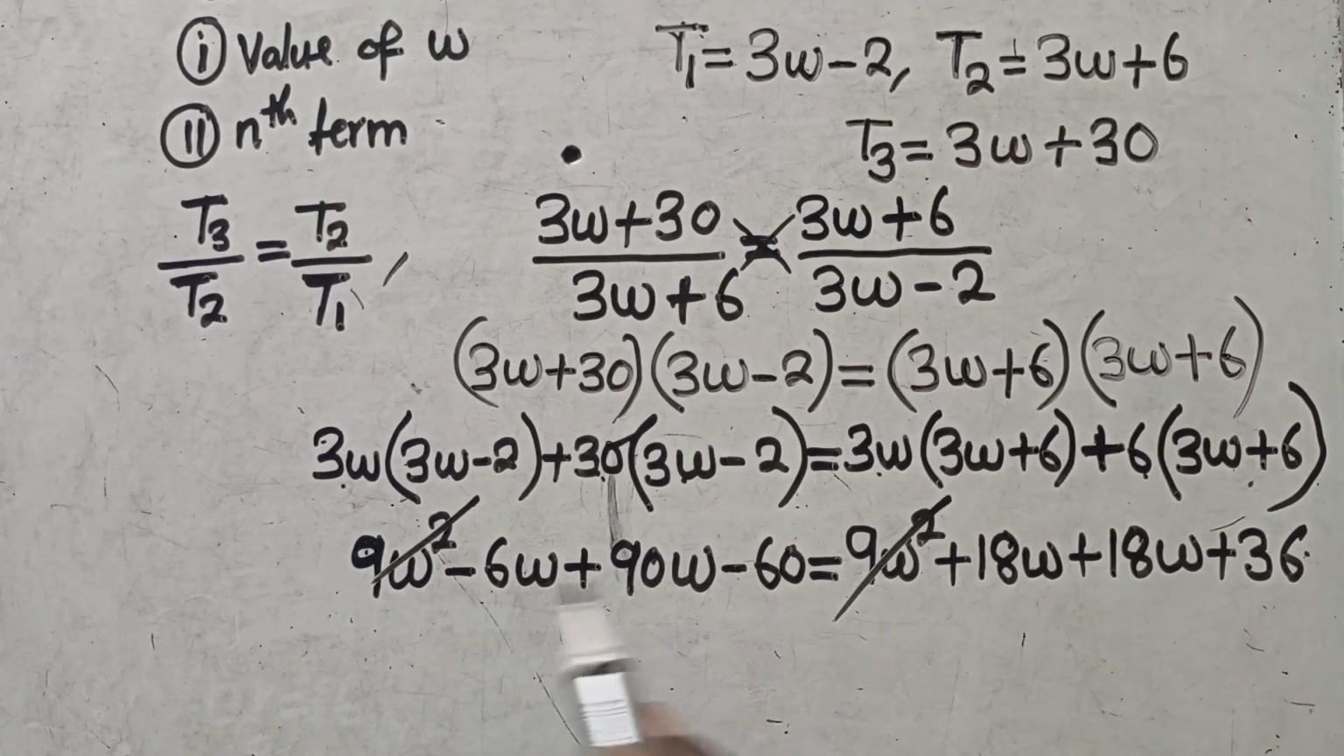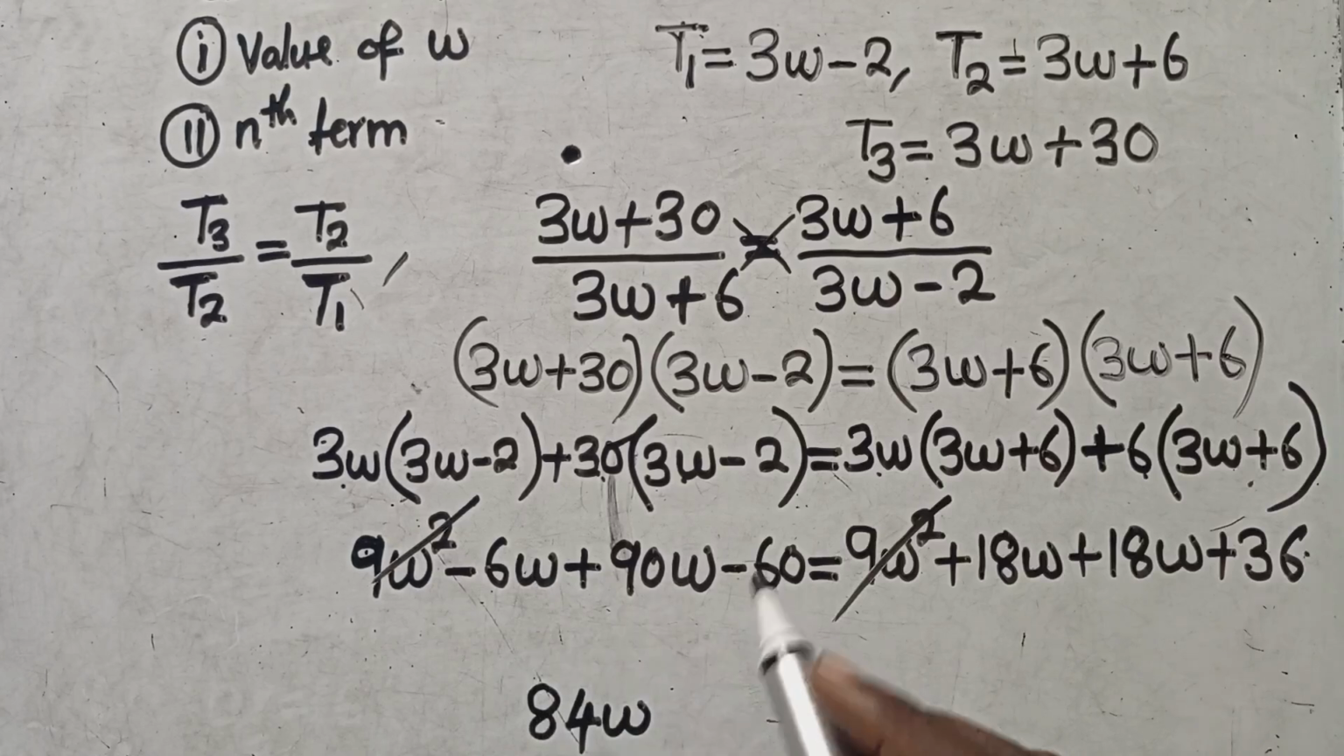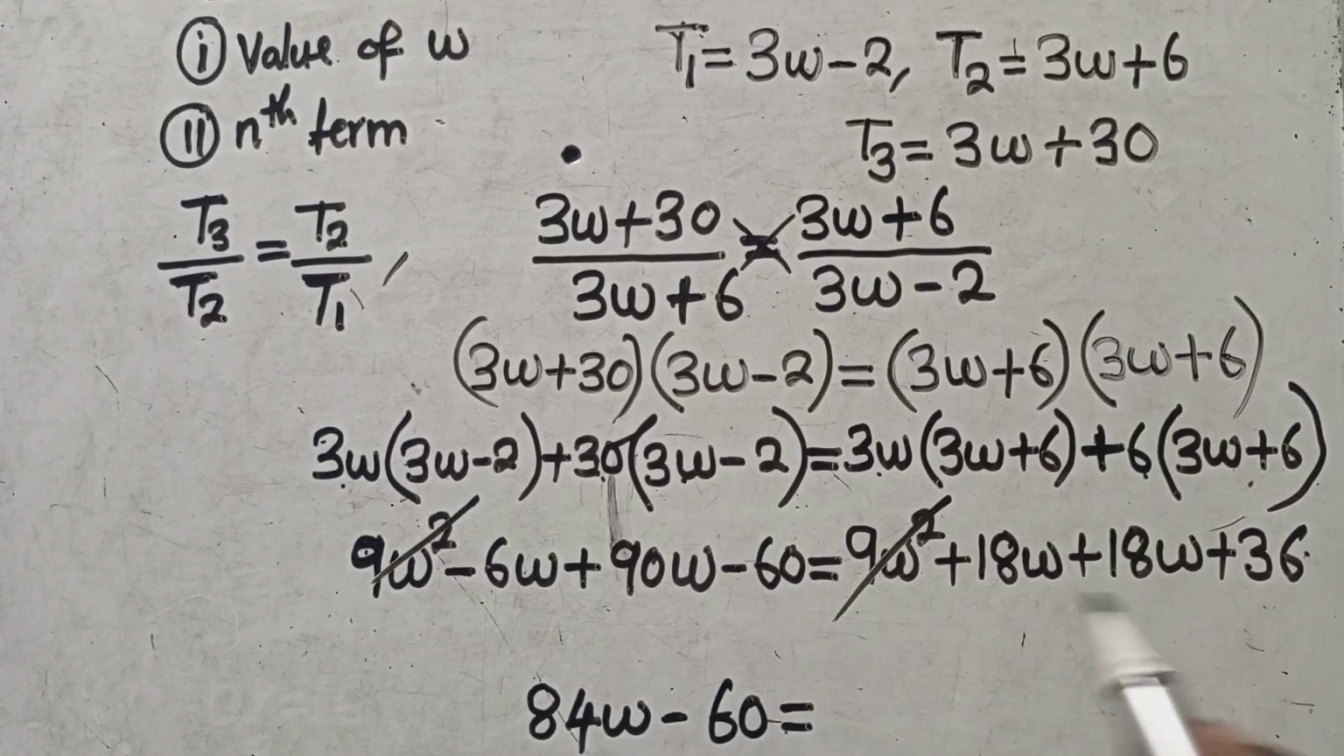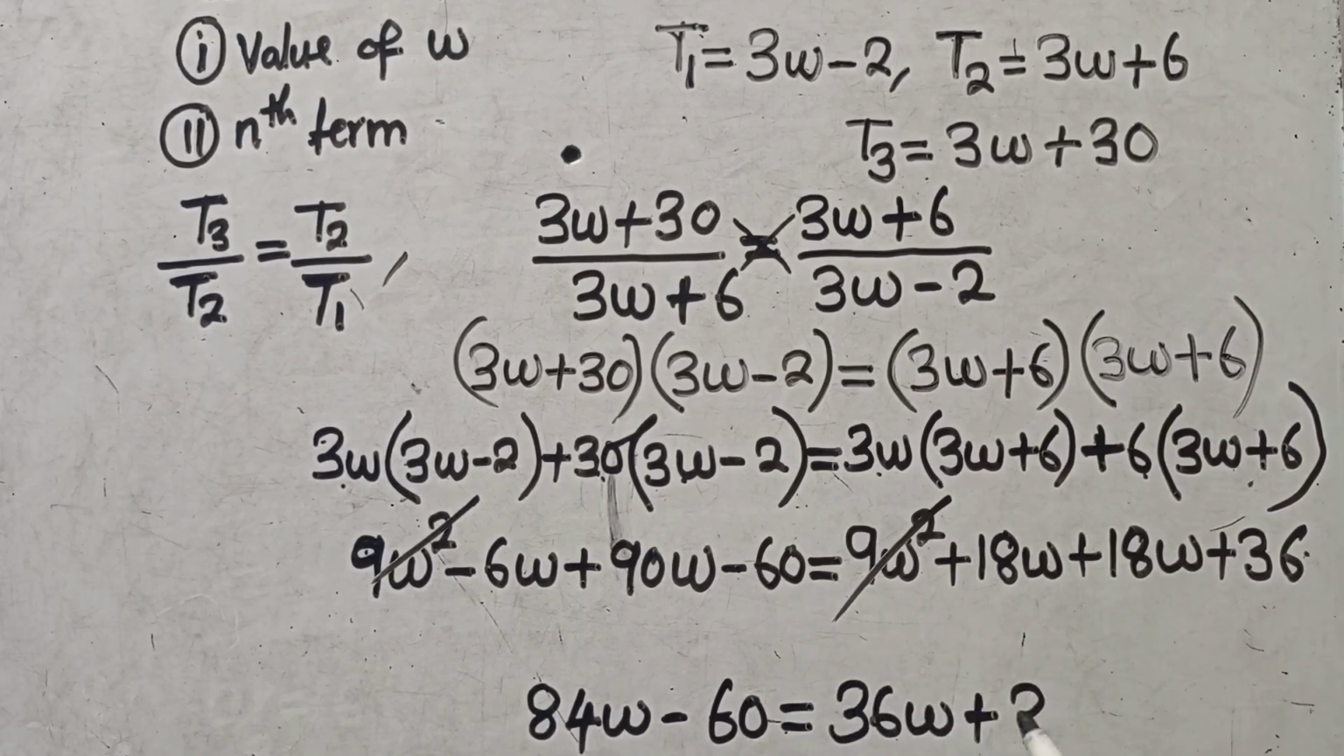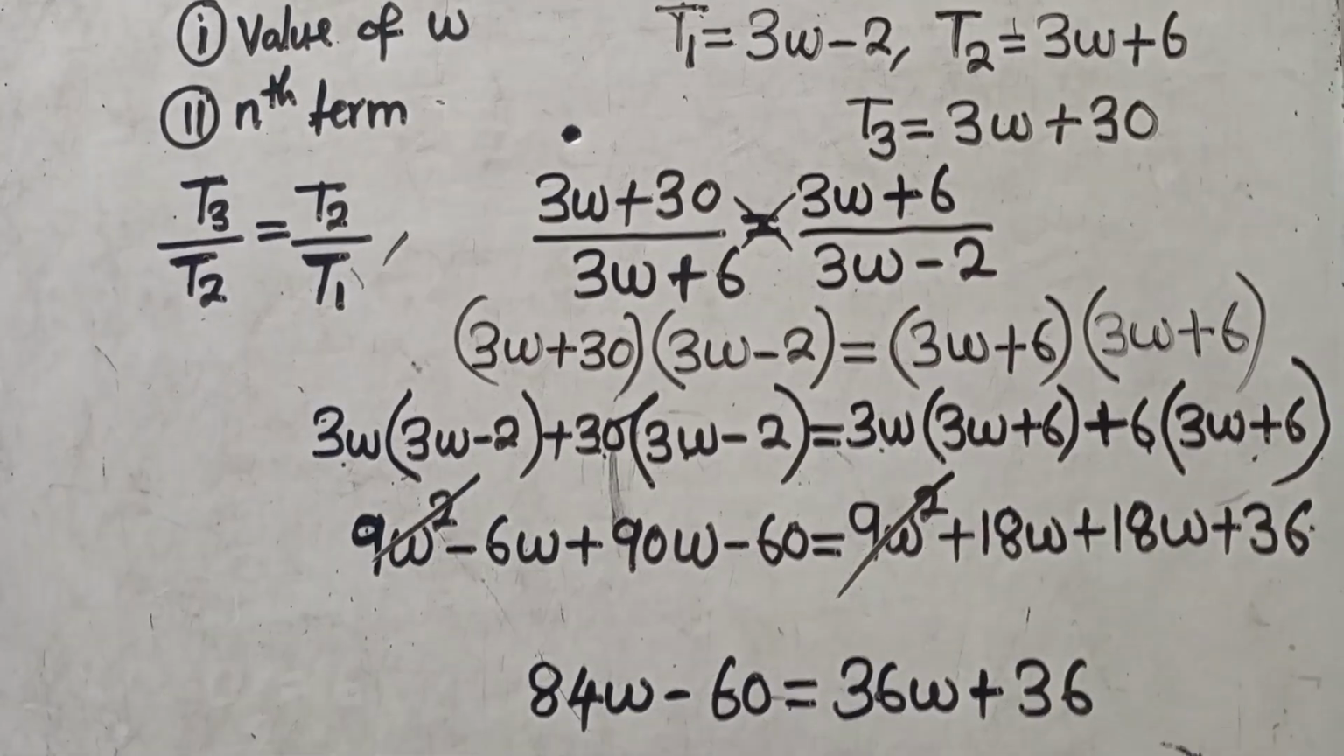Here, what answer are we going to have here? We are going to have 84w. So negative 6 plus 90, you get 84. So minus what? Minus 60, which is equal to this part. When you add here, what answer are you getting? When you add, you are going to get 36w plus 36. It is at this particular point where you get to group the like terms together.